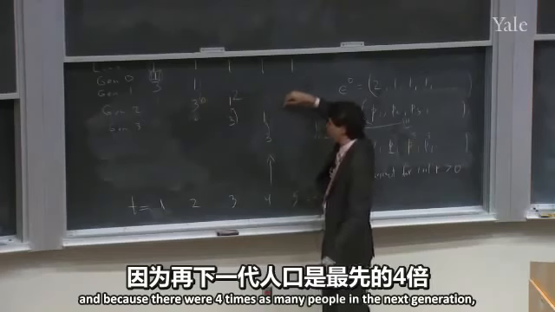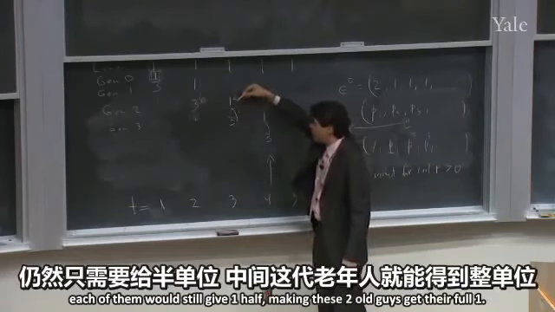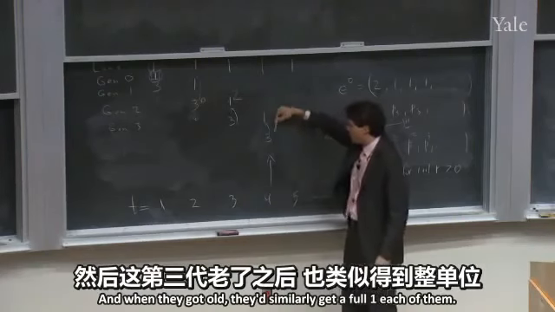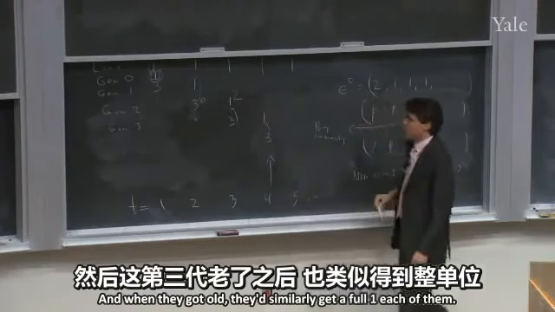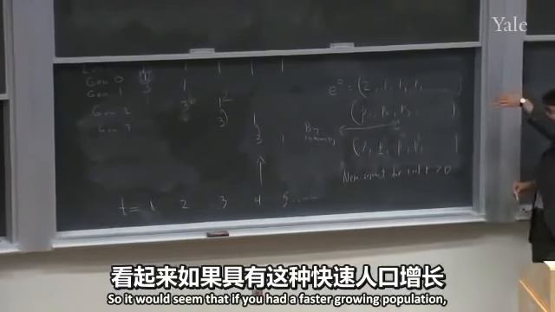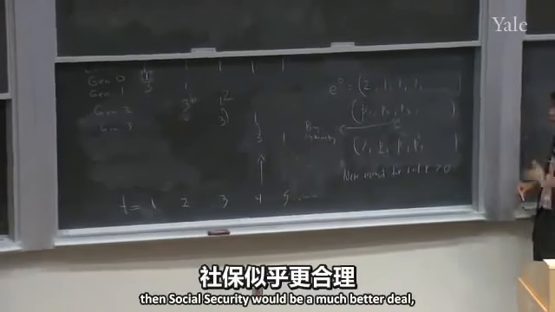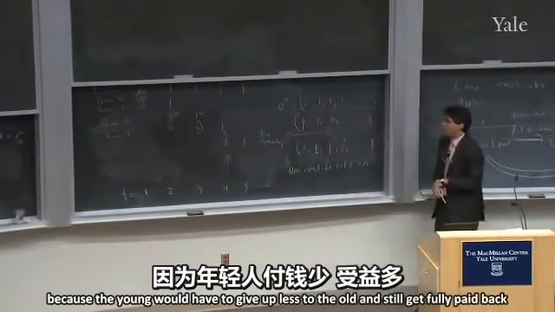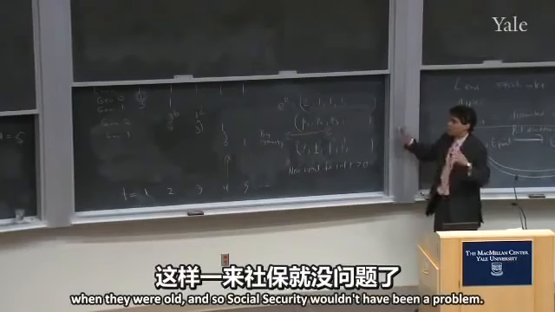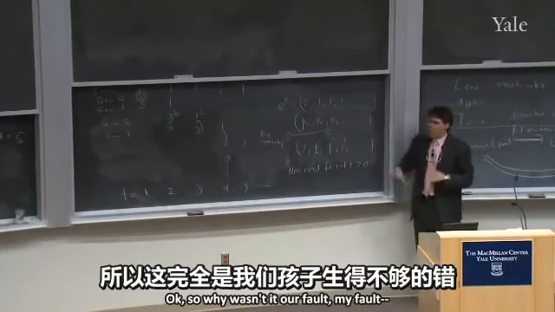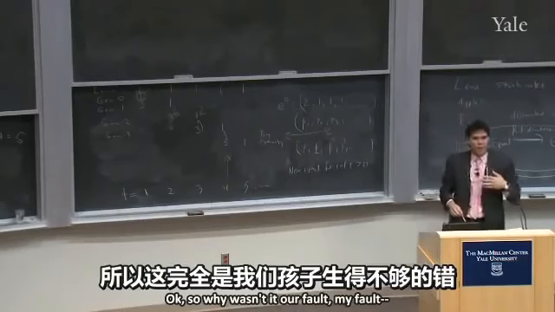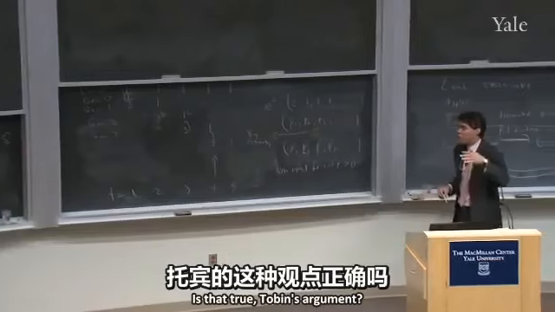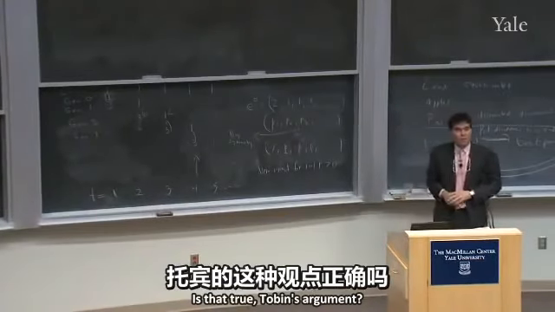And because there were 4 times as many people in the next generation, each of them would still give a half, making these 2 old guys get their full 1, and when they got old, they'd similarly get a full 1 each of them. So it would seem that if you had a faster growing population, then Social Security would be a much better deal because the young would have to give up less to the old and still get fully paid back when they were old, and so Social Security wouldn't have been a problem. Okay, so why wasn't it our fault, my fault? In your generation, there's probably not going to be any more children than my generation. So is that true, Tobin's argument?